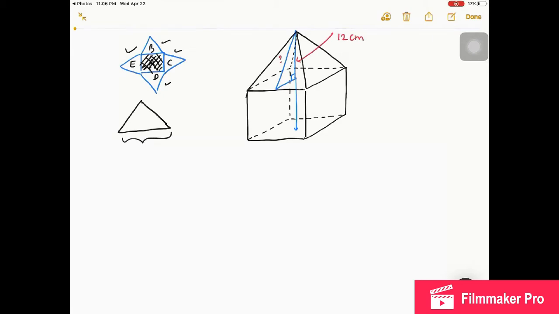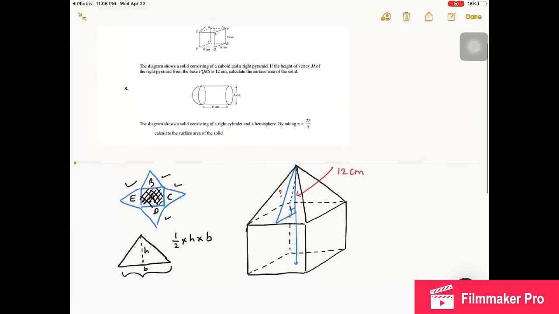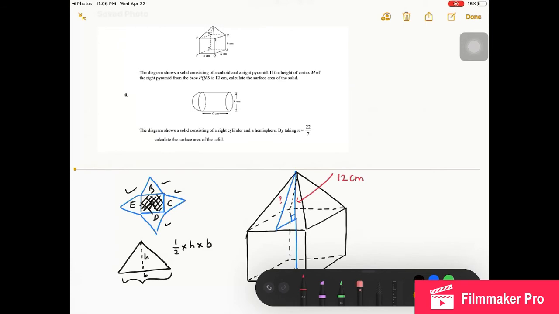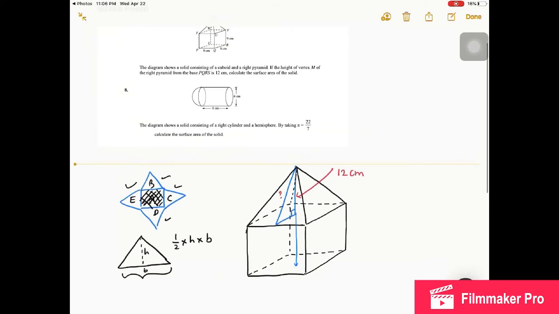Now to find the area of the triangle, it's 1 over 2 times height times base. Now this is the base and this is the height. Now what is the height of the triangle? In this case we don't know yet the height of the triangle, but it is given that the height of the combined solid is 12 and this is 8, and this is 8 as well.